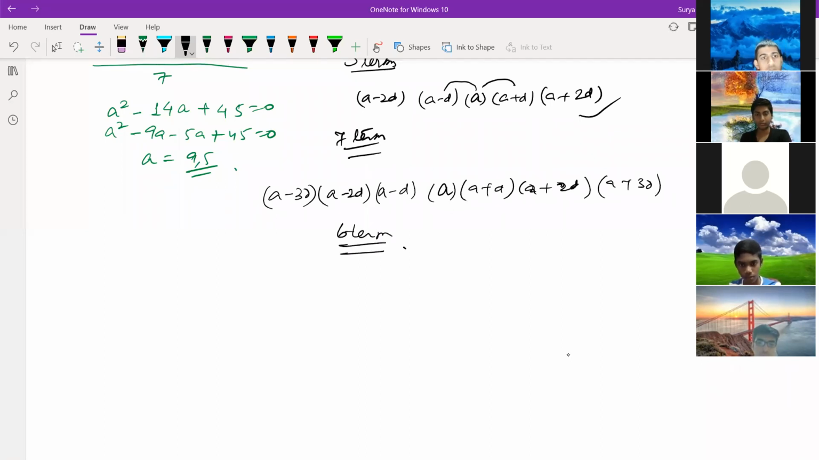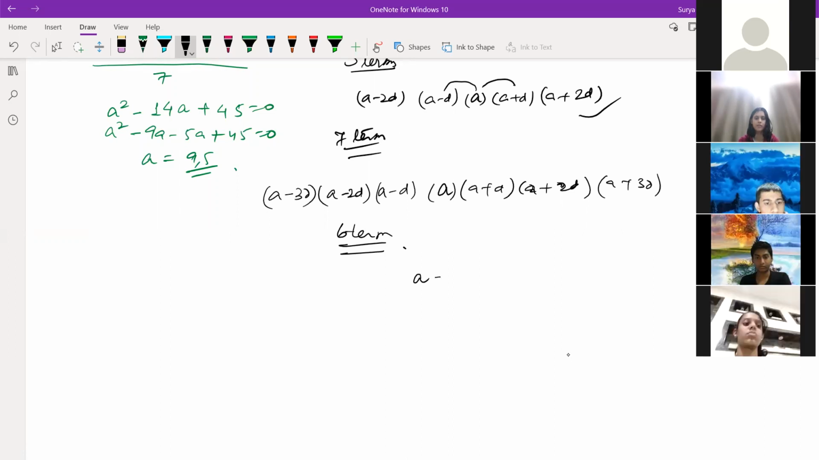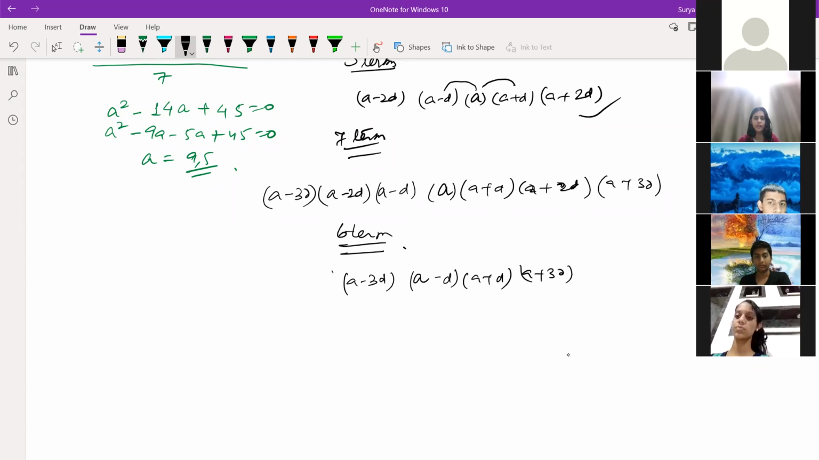What about the 6th term? Tell me. The difference will be 3d. First you should write what? The middle two terms will be a minus d and a plus d. Then the next terms will be a minus 3d and a plus 3d. And then again it'll be a minus 5d and a plus 5d. Okay, fine. Is it clear to everyone how we are writing, Chanchal?